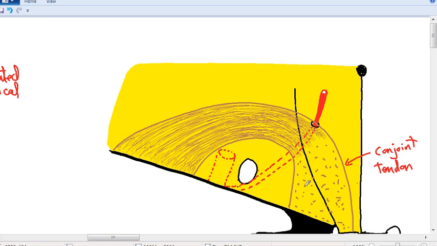The medial part is supported by the conjoint tendon and fascia transversalis. The lateral part contains fascia transversalis only. So the medial part of the inguinal triangle is stronger, or more supported, than the lateral part, because the medial part contains the conjoint tendon and fascia transversalis, while the lateral part contains only fascia transversalis.